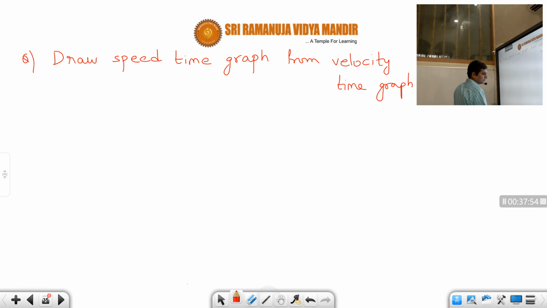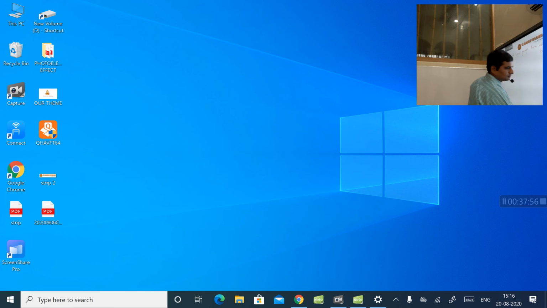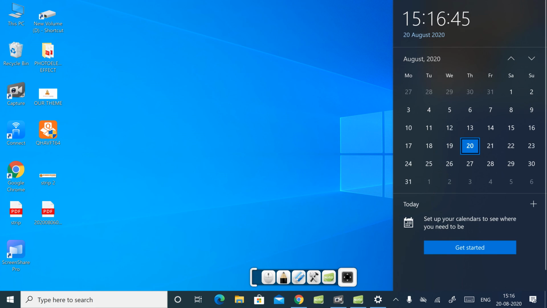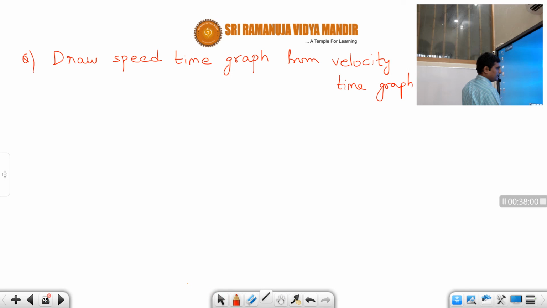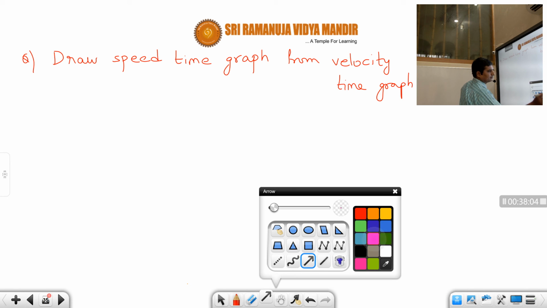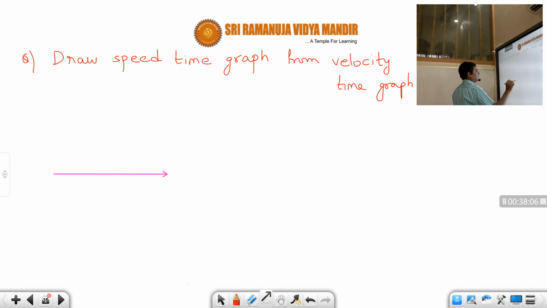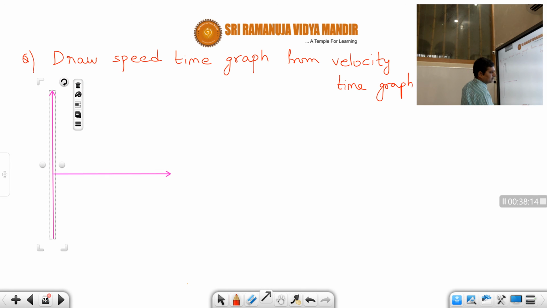Okay, students. So let us see how to draw this speed time graph from the velocity time graph. Let us take one graph. Let us say this is the VT graph, and let's say the shape of the graph is like this.